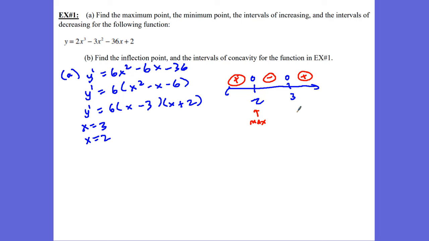If I'm going from negative to positive, that means my minimum point is going to be at x equals 3. Did I say positive 2? I meant negative 2 if I got that wrong.